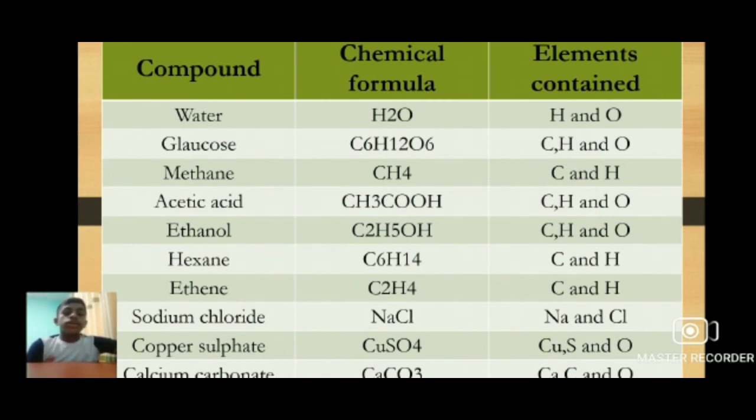Then the copper sulfate compound, the chemical formula of copper sulfate is CuSO4. The elements contained are Cu, S and O. Then calcium carbonate, that is denoted by CaCO3. The elements contained are Ca, C and O.